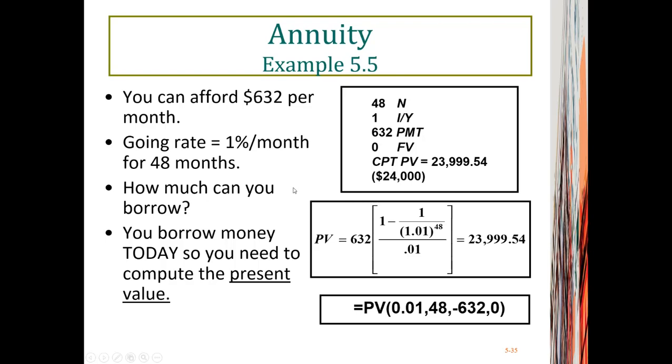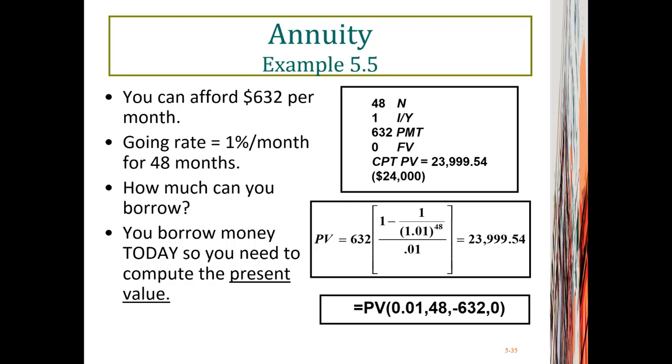Now let's take a look at one example to see how you can utilize 3 different methods to calculate the present value of an annuity. Let's say you can afford $632 per month, and the interest rate is 12%, which means the monthly rate is 1%. Notice that you are doing monthly calculation. Make sure you pay attention to the matching problem. $632 is a monthly payment, therefore the interest rate should be monthly, and in this case that is 1%.